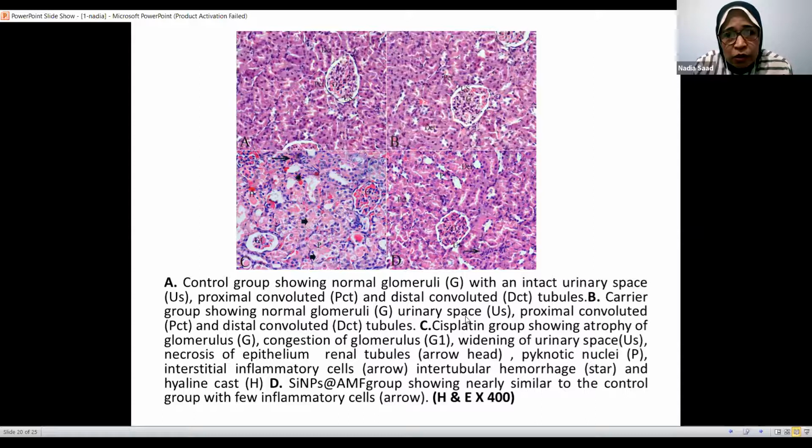Histopathology, as we see in figure A, this shows the control group, B the carrier, normal figure. C is the cisplatin group showing atrophy of glomerulus, congestion of glomerulus, widening of renal space, necrosis of epithelial renal tubules, pyknotic nuclei, and interstitial inflammatory cells. And D is the model of amifostine encapsulated with silicon nanoparticle, which shows the safety of this model.